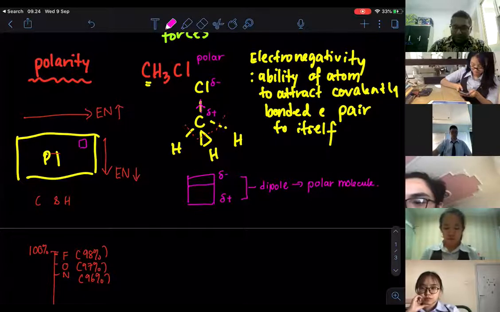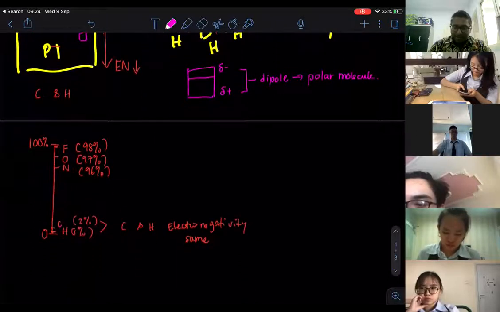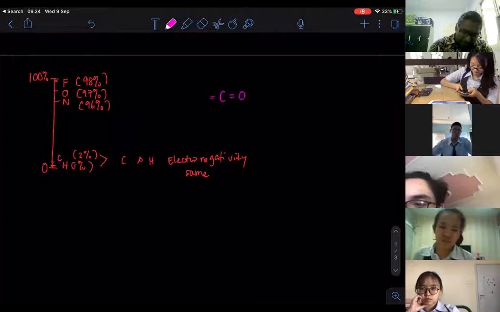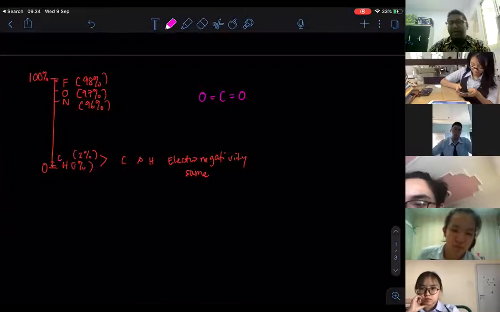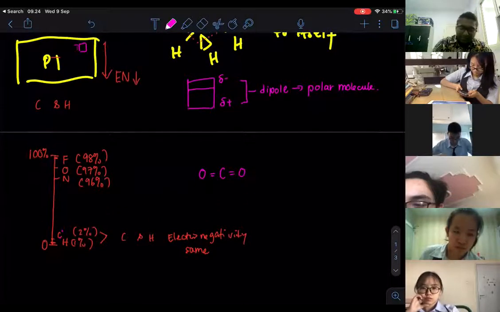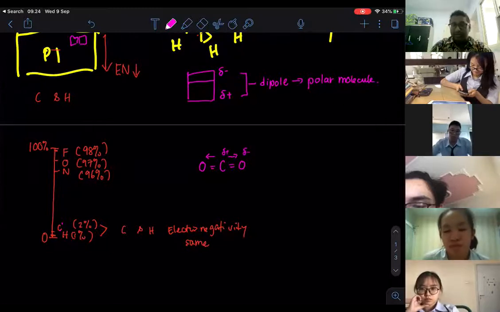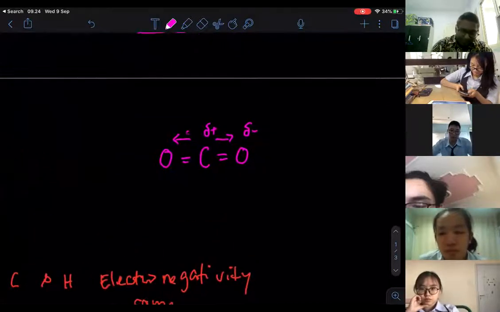Now, sometimes we do have some examples like this. Carbon double bond with O. This is carbon dioxide. When you look at carbon, you know carbon is the lowest. Of course, oxygen is going to be group 16, so they are somewhere here, and of course they can attract the electron towards themselves. Supposed to be delta positive, delta negative, delta positive, delta negative.